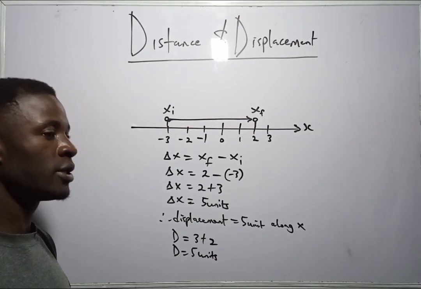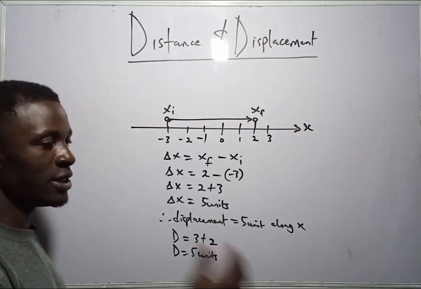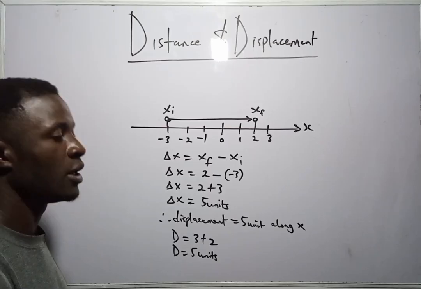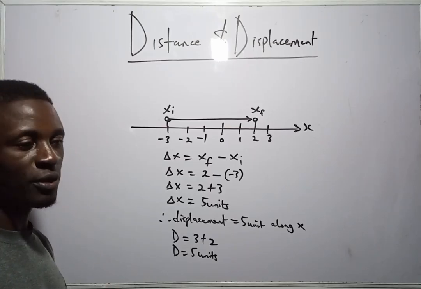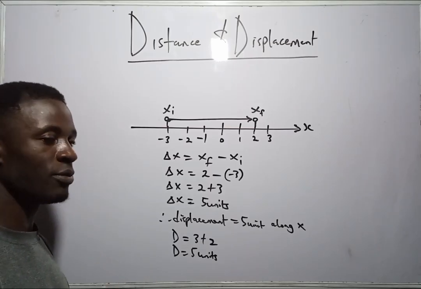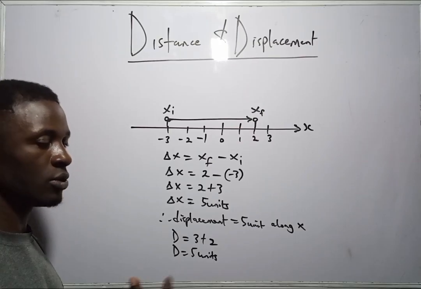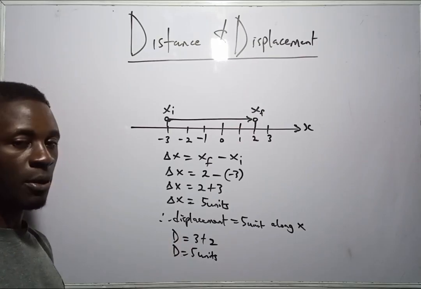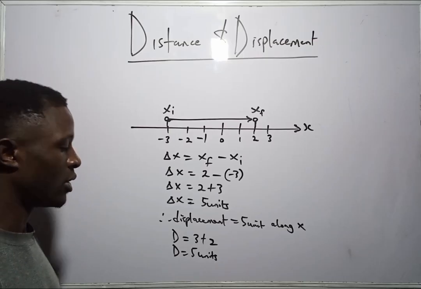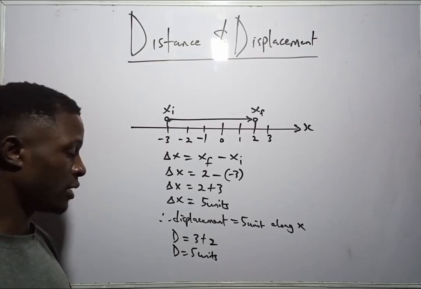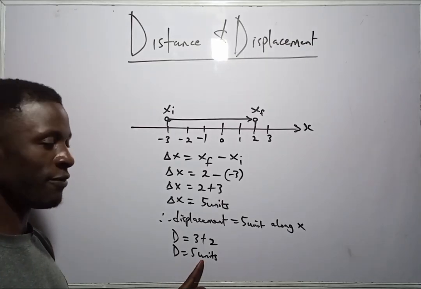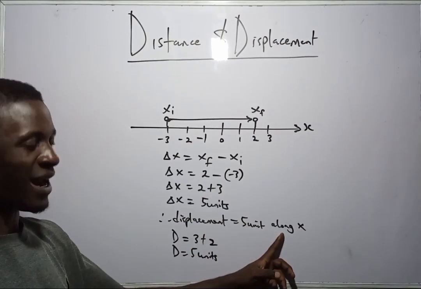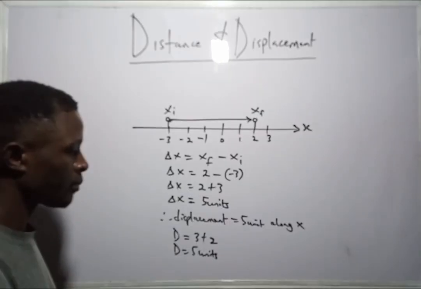If we are considering a motion along east, we will say 5 kilometers due east, or 5 kilometers due south, or 5 kilometers due west, or 5 kilometers due north. So that's how we say it. Displacement is both magnitude and direction, while distance is just talking about the magnitude. Distance here will be 5 units, and displacement here is 5 units along the x direction.